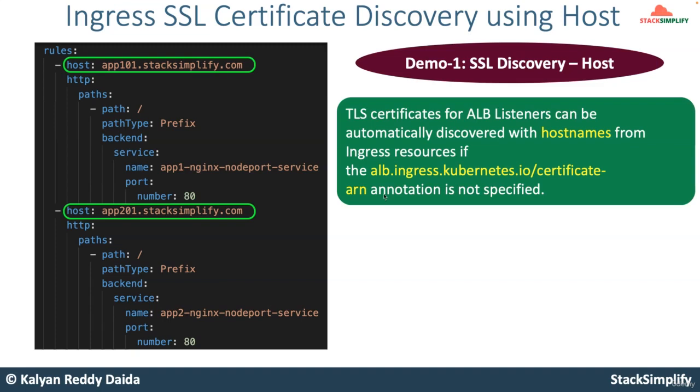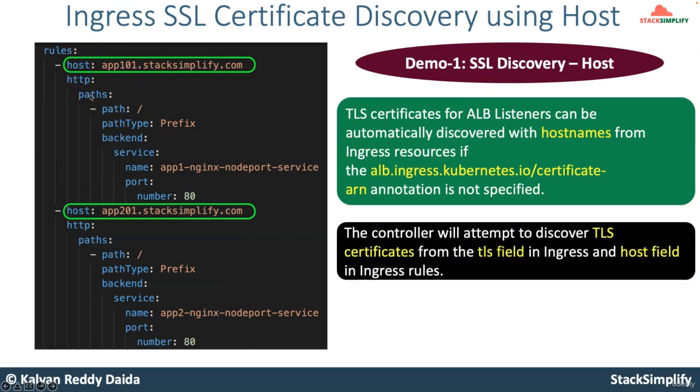So automatically it is going to take it with this SSL discovery with host option whenever you are using the host based rules. In addition to that, for any other rules, not the host based rules, if you are doing context path based routing, right, or you are using only a default backend or something, at that point of time it can also use something called a TLS field. In the next demo, we are going to see the TLS field related demo.